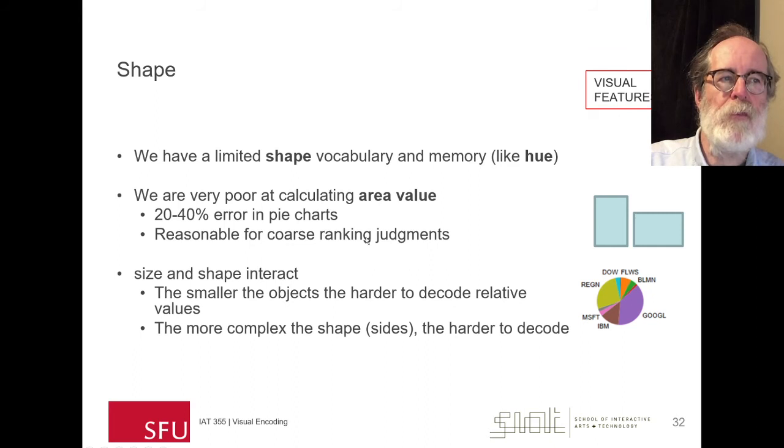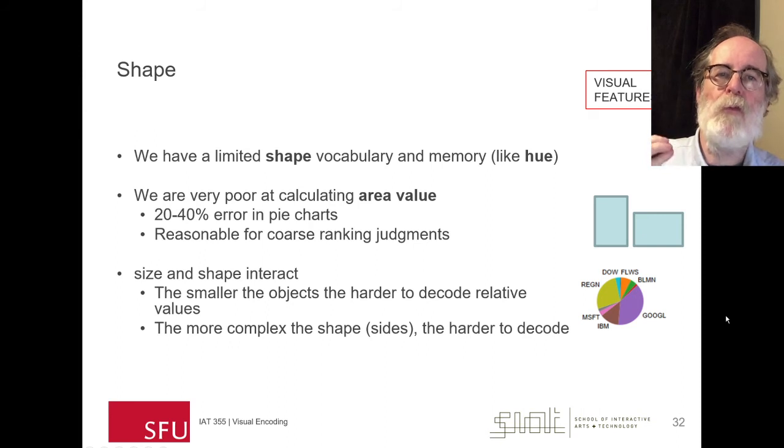One of the other things that tends to happen is that shape and size of things tend to interact with each other, and the smaller the object is, the harder it is to decode relative values. So here we have a pie chart, one of our favorites, right? And those very small pie segments, this particular one here, BLMN, it's very hard to tell what size that thing is. It's, of course, drawn very small, but it makes it difficult to depict the value because it's so small and just barely perceivable.